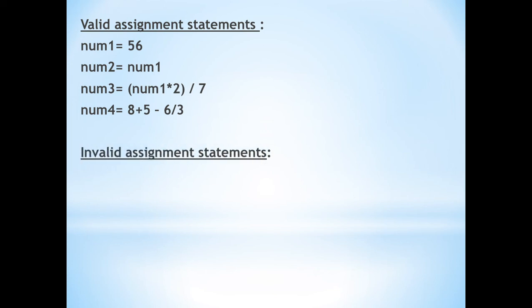Let's see some invalid assignment statements. In the LHS, we already discussed that only variables are allowed. Here one constant is given as 26, so it is invalid. In this example, in the LHS, an expression is given, so it is invalid.